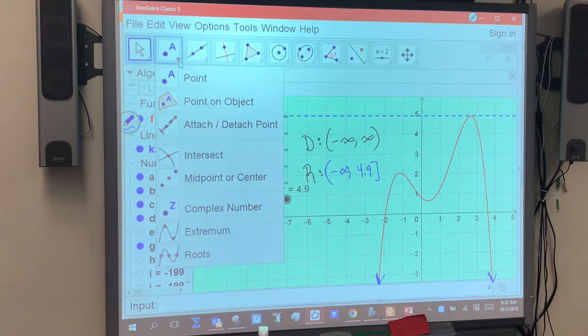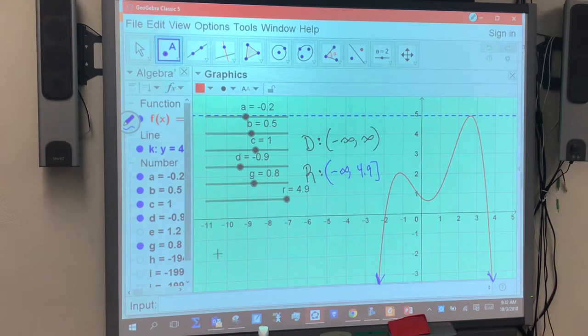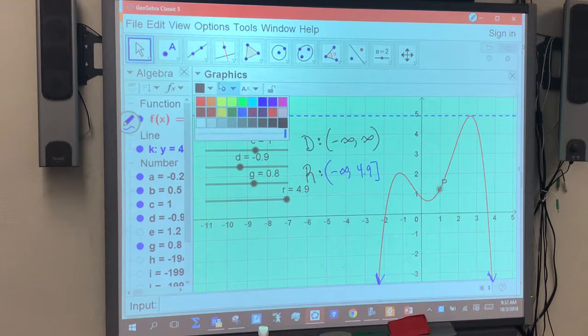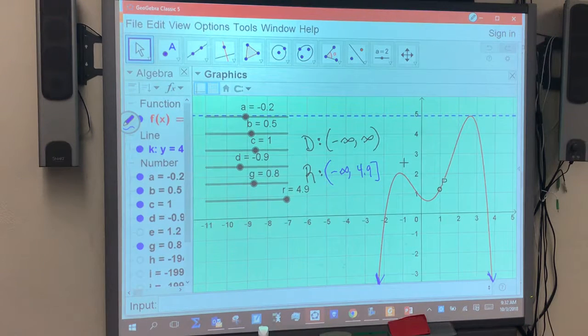I want to put in a point. Let's see if I can do this. Let's say P equals (1, f(1)). Awesome. All right, so I put a point here on my curve. I want to open it up. I put that open point on my curve, and I use an x value of 1. There's now a hole there. Does that make sense? I want to talk about how that impacts my domain.